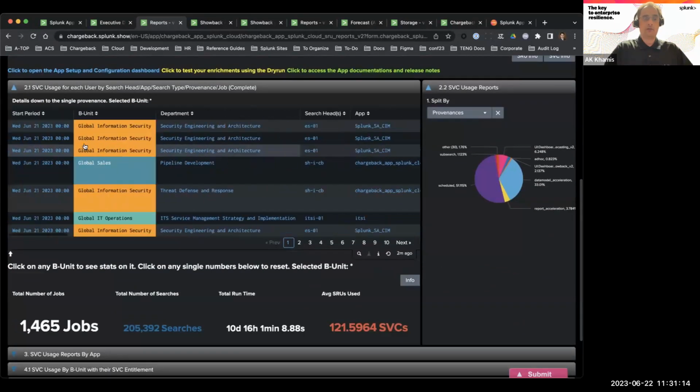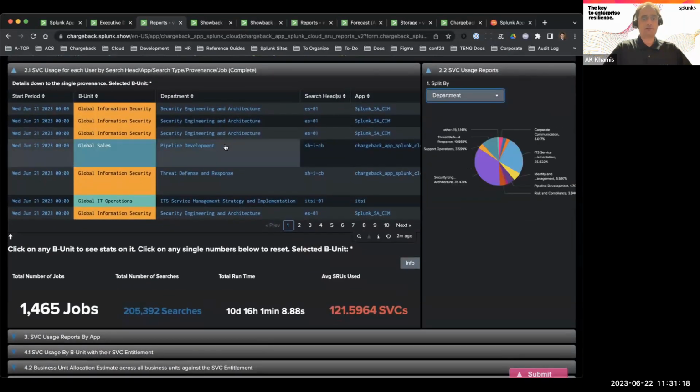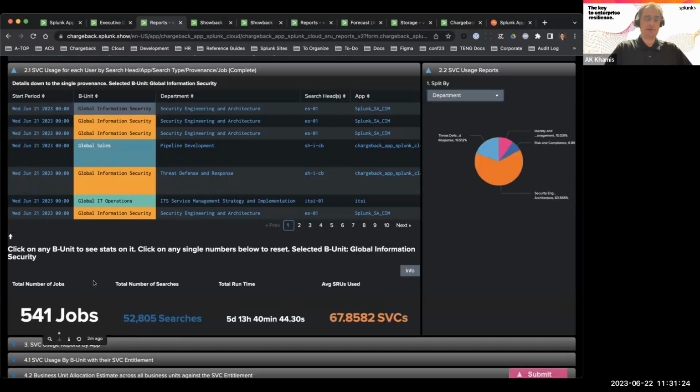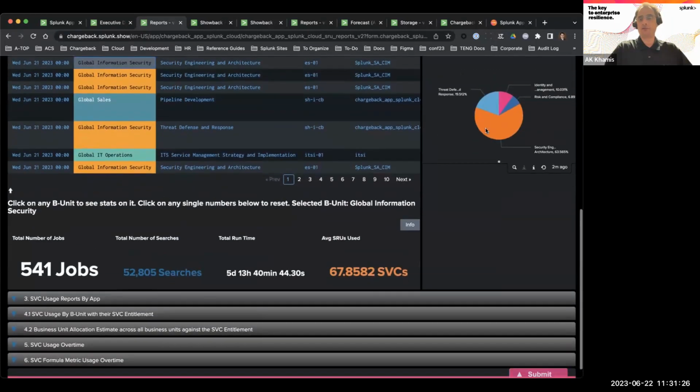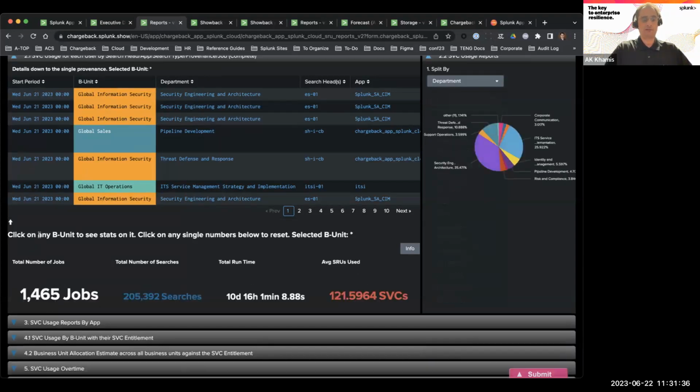However, if you're here and you find, well, I just want to see global information security. I see 1400 jobs. Let me just see these, click on it. Now we're just seeing enterprise security on the right-hand side. Anything you're doing now is going to be for just enterprise security. If you want to go back to see everything, you just click anywhere here, and the instruction tells you what to do right below the table.